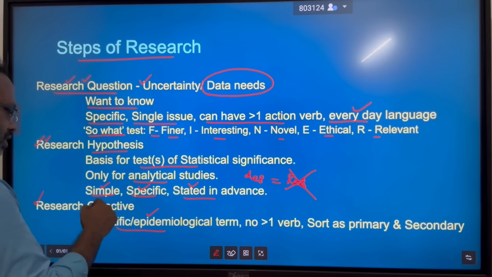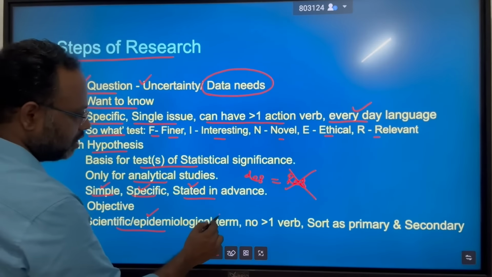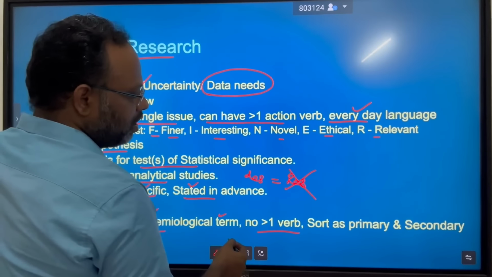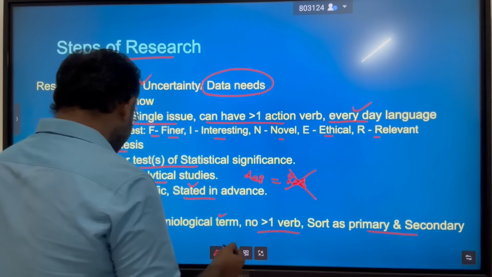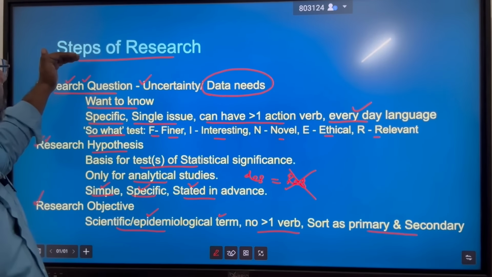When we refine the research objective, the everyday language will become scientific and epidemiological terms. And here we have more than one action word. Here we have only one action verb, and we divide it into primary and secondary objective based on the focus. So that is given under steps of research.